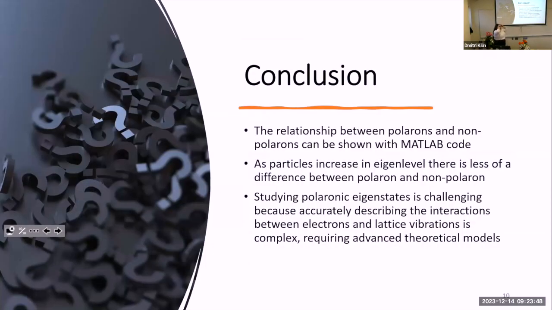Okay, so in conclusion, this shows that the relationship between the Polaron and the non-Polaron can be shown with the MATLAB code. It also shows that as the eigenlevel increases, the difference between polarons and non-polarons is harder to distinguish. And some more challenges with this field of study is that it takes very advanced theoretical models to describe the interactions between these electrons and lattice vibrations.